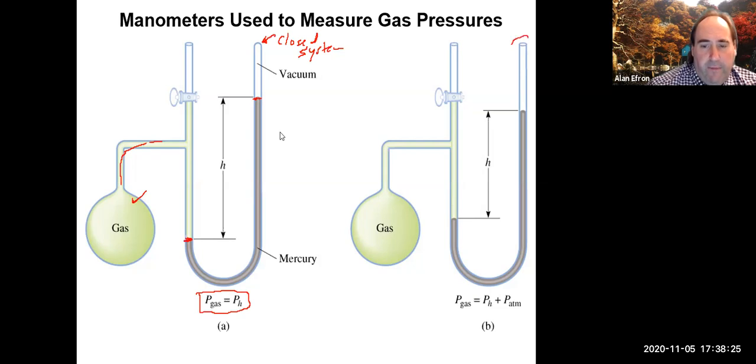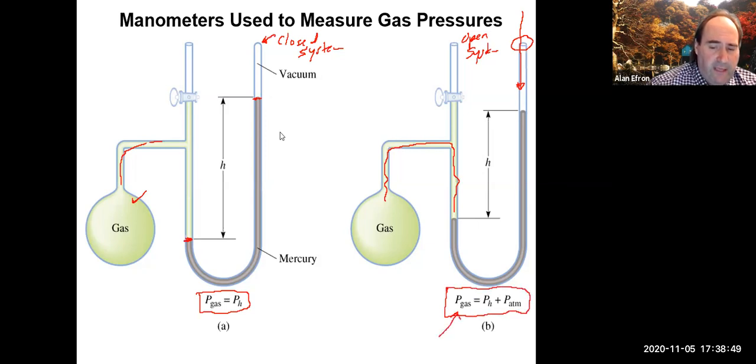And over here, we have more of an open system. In this open system, in addition to the gas pushing the mercury through here, we have the atmospheric pressure pushing back down on the mercury in the column. So in that case, we do need to take into account the atmospheric pressure as well. The pressure of our gas would be the pressure of the height of the mercury plus the atmospheric pressure pushing back on it. So these are two common tools that are sometimes used to measure pressure in an experiment, by moving the mercury through the tube and measuring the height of it.